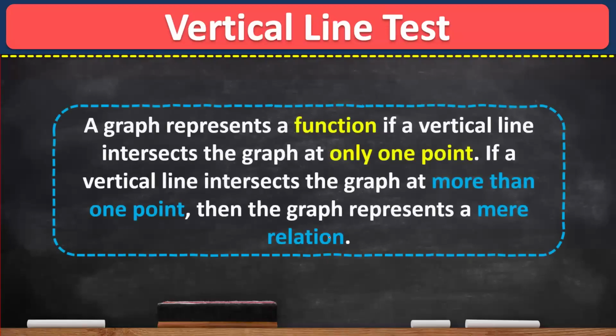Next, vertical line test. So a graph represents a function if a vertical line intersects the graph at only one point. If a vertical line intersects the graph at more than one point, then the graph represents a mere relation. So basically in vertical line test, if there's a graph, you will just draw vertical lines. And then if all the vertical lines only intersect or touch the graph at one point, then it is a function. But if there is a line that touches or intersects the graph at more than one point, then it is now a mere relation.